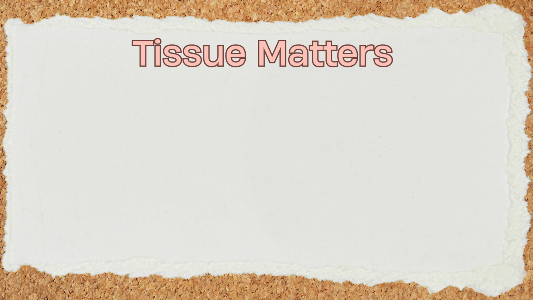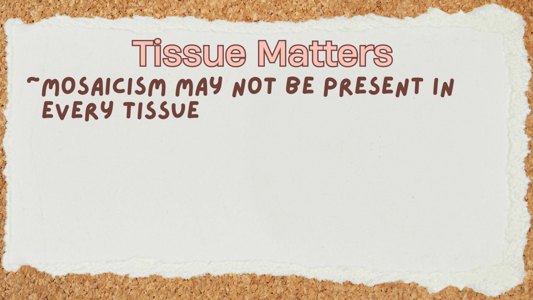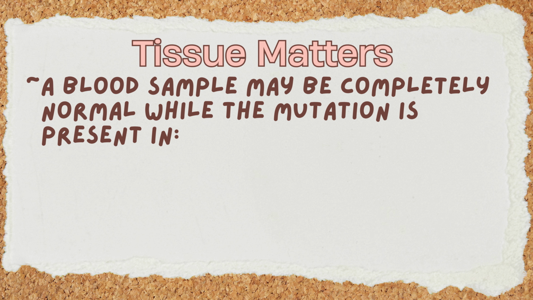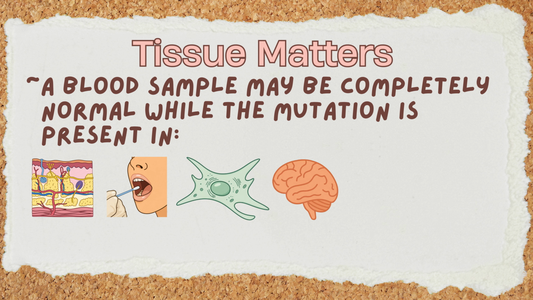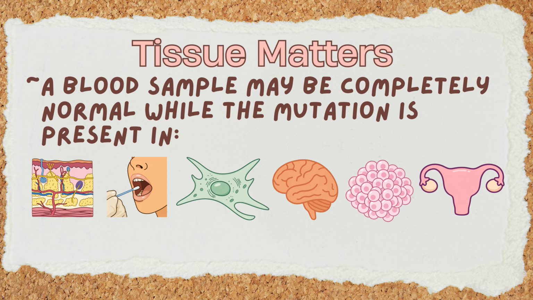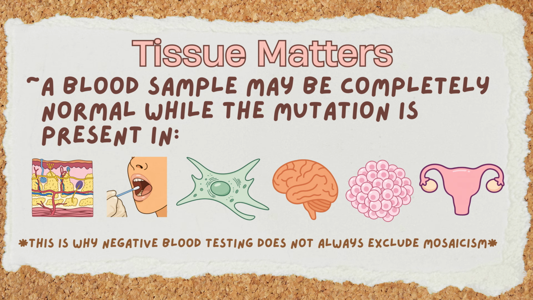One of the biggest clinical challenges is that mosaicism may not be present in every tissue. A blood sample may be completely normal while the mutation is present in skin, buccal cells, fibroblasts, brain, tumor tissue, or gonadal tissue. This is why negative blood testing does not always exclude mosaicism. Sometimes testing in other tissue is necessary if clinical suspicion remains high.